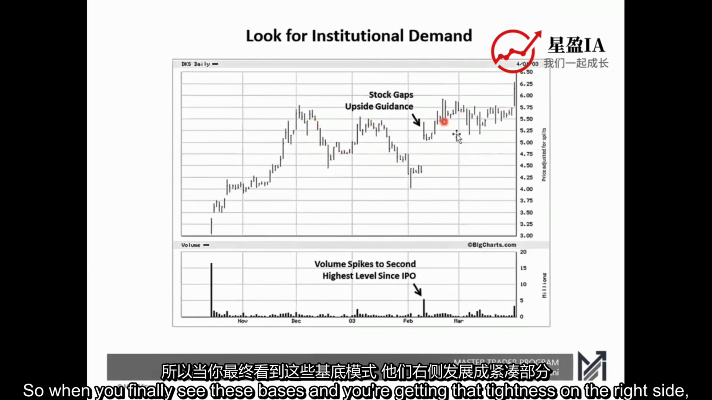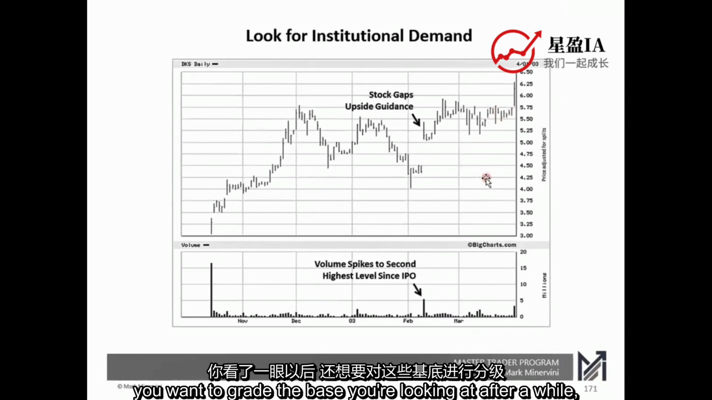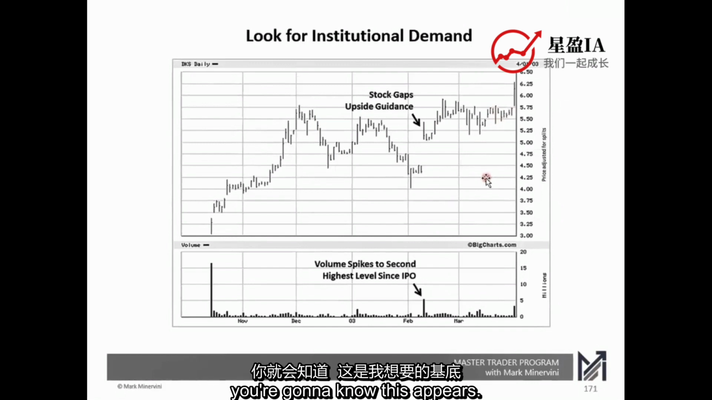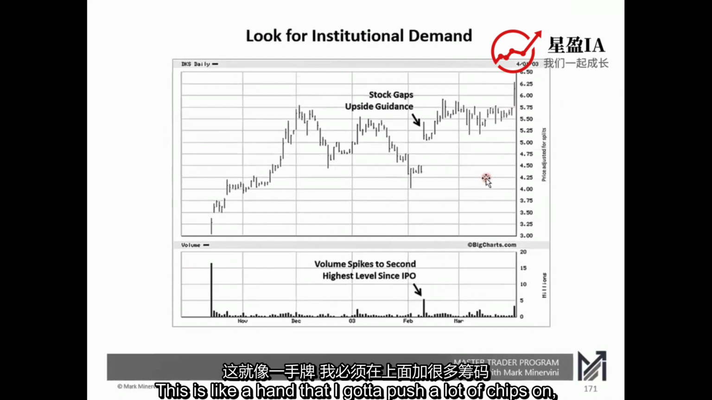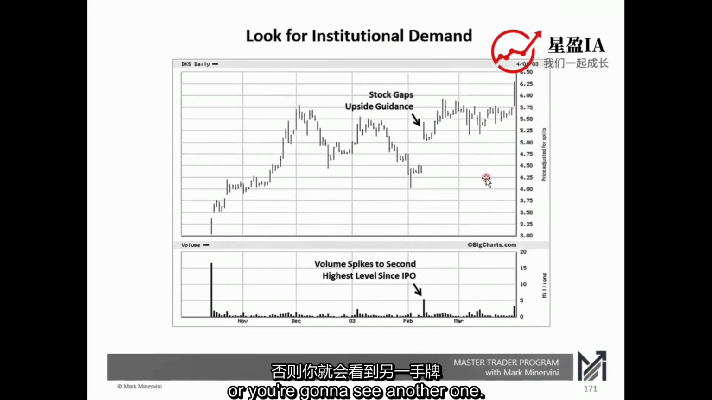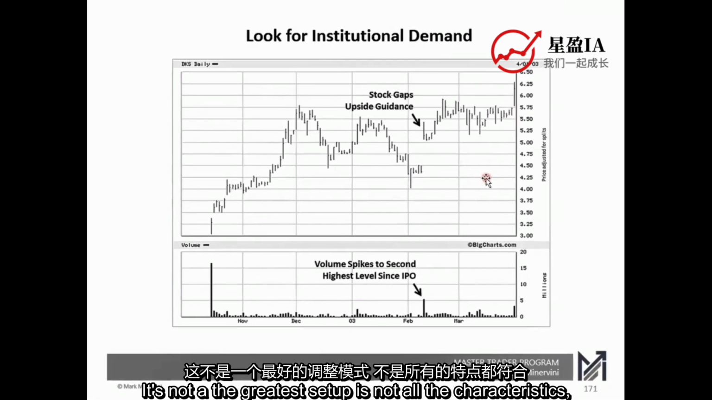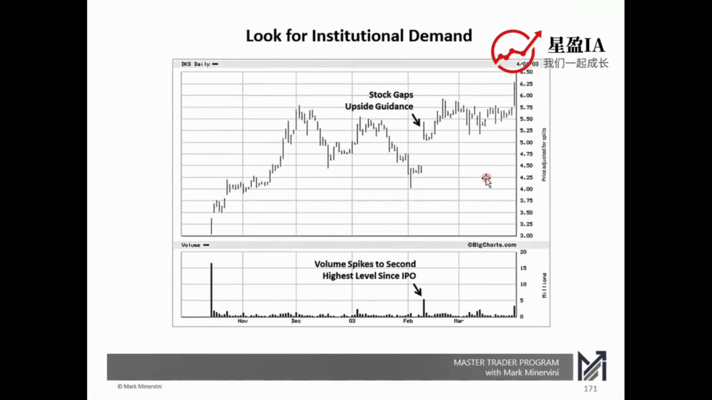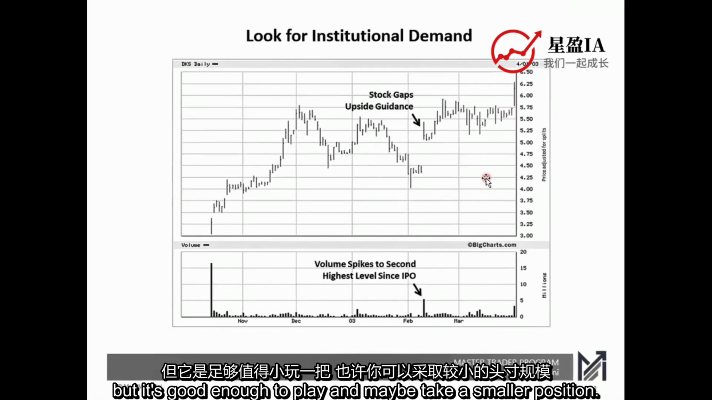So when you finally see these bases and you're getting that tightness on the right side, you want to grade the base. After a while, you're going to know, wow, this is a pair of aces. I mean, this is like a hand that I've got to push a lot of chips on. Or you're going to see another one and say, okay, this might be a pair of tens. It's not the greatest setup. It doesn't have all the characteristics, but it's good enough to play, and maybe you take a smaller position.